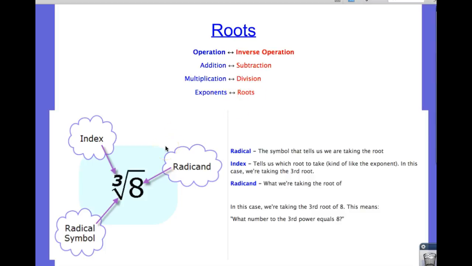So let's look at some terminology real quick. You'll see this symbol, that is the radical. If you see a radical over a number, that number is the radicand. This just means we're taking the root of this number, and this number here is the index. That tells you which root to take. So in this case, we're talking about the third root of 8. This means what number to the third power is going to equal 8.